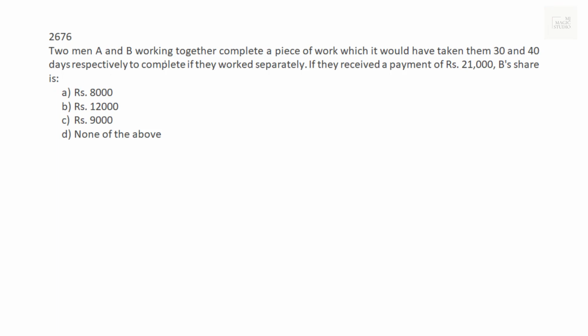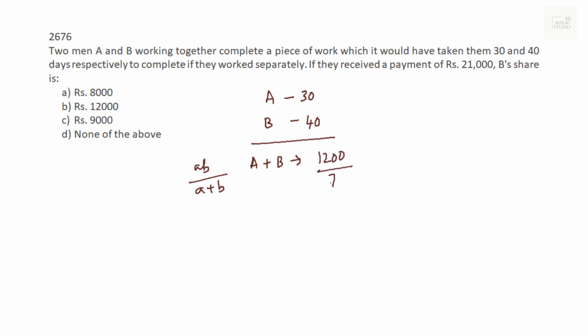Two men A and B working together complete a piece of work which it would have taken 30 and 40 days respectively to complete if they worked separately. A can complete it in 30 days and B alone can complete it in 40 days. But they are working together. That means they would be able to complete this in, we know the drill, product by sum to add up in time and work, that would be 1200 by 70.